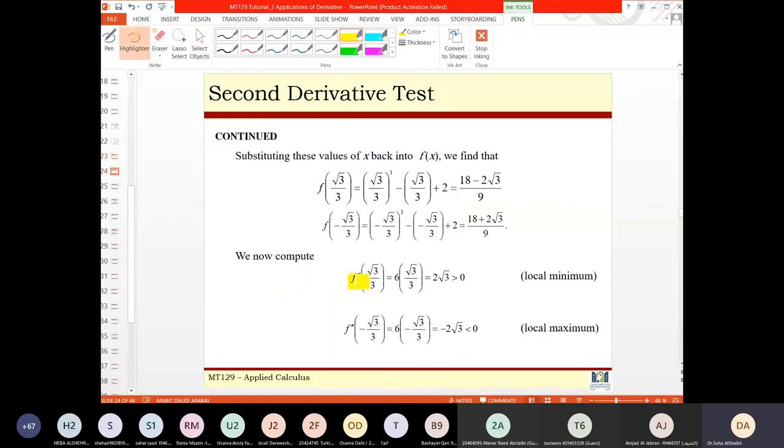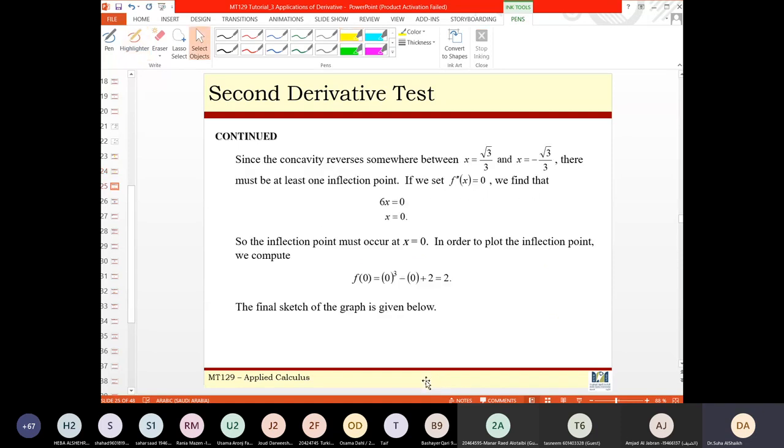Then we put it in f double dash to see if it is a maximum or minimum point. So we will get it is a minimum here. We put this other point in f double dash, we will get it is a maximum point. Okay. So we got a maximum and a minimum point.